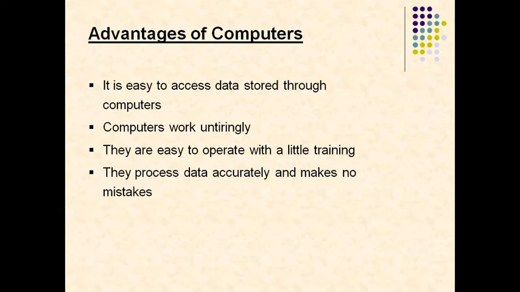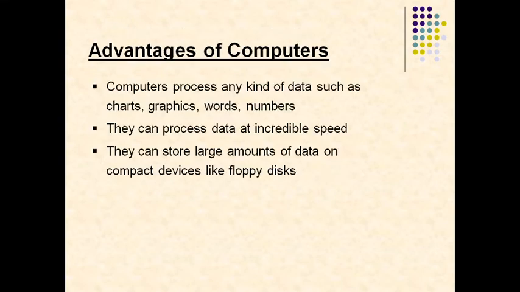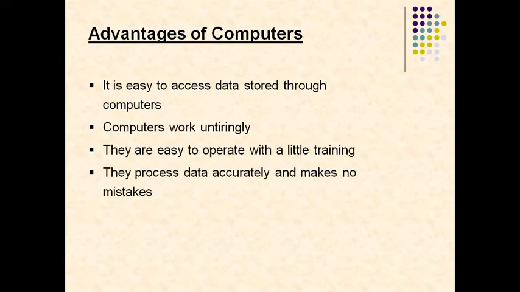We have seen in the characteristics, they don't get tired and they work day and night. They are easy to operate with a little training. They process data accurately and make no mistakes. Okay, students, so these are the advantages of computers. Computers process any kind of data. They can process data at incredible speed. They can store large amounts of data, and it is easy to access data stored in computers. Computers work untiringly. They are easy to operate with a little training. They process data accurately and make no mistakes. So these are the advantages of computers.